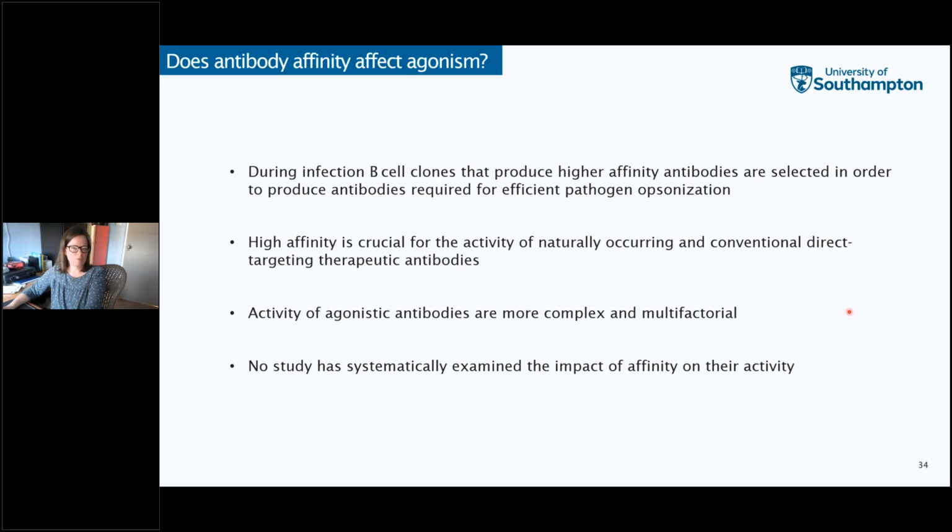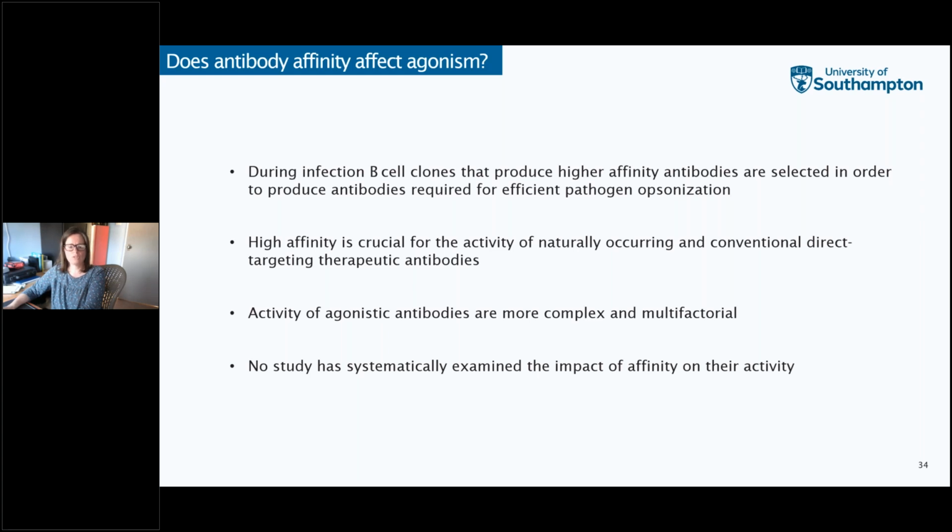So Ben then went on to look at antibody affinity. Antibody responses during infection and vaccination typically undergo affinity maturation, and this leads to the selection of B cell clones that produce high affinity antibodies. These antibodies are required for efficient pathogen opsonization and neutralization, and high affinity is crucial for the activity of naturally occurring and conventional direct targeting therapeutic antibodies.